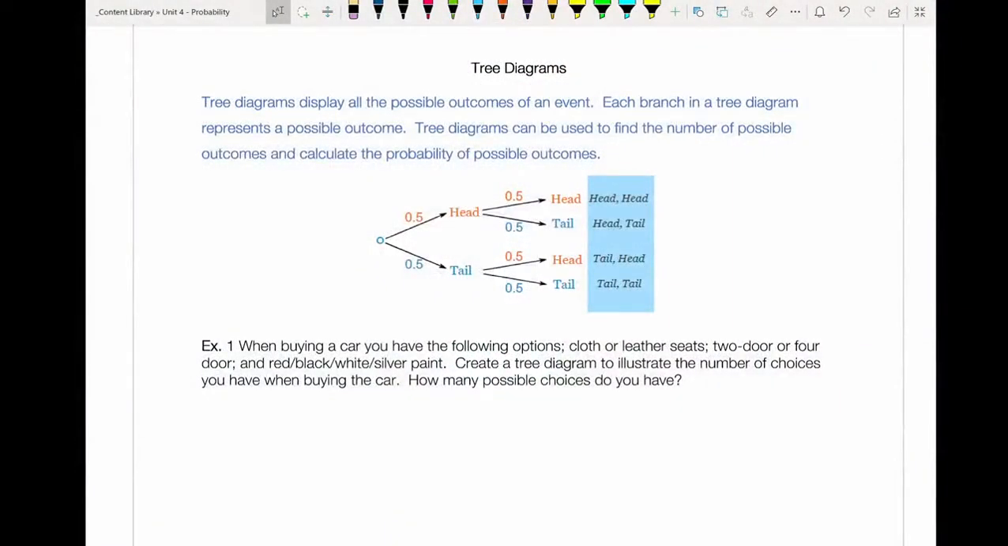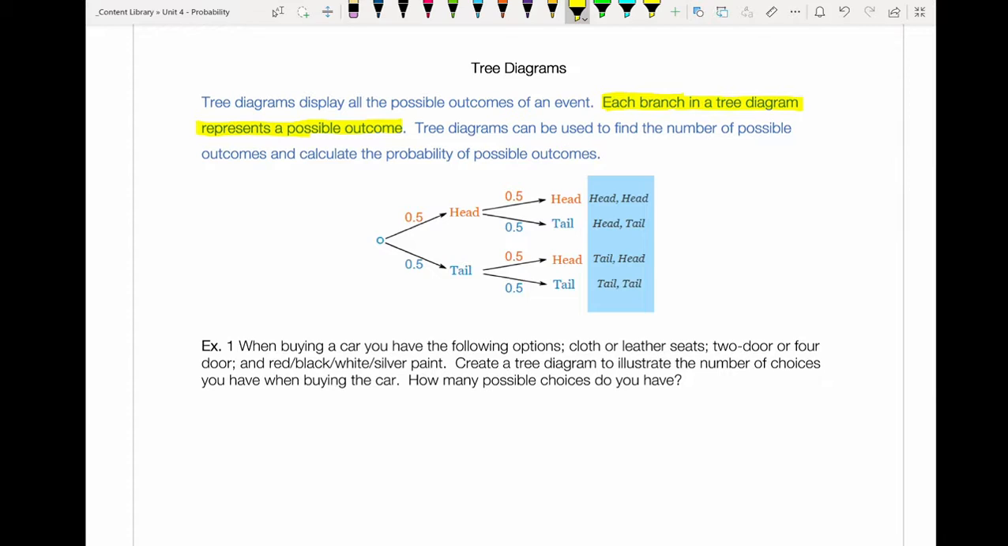In today's note, we are going to continue with probability and look at tree diagrams. Tree diagrams display all the possible outcomes of an event. Each branch of a tree diagram, and I'm going to highlight each branch because that is a key thing, represents a possible outcome. Tree diagrams can be used to find the number of possible outcomes and calculate the probability of possible outcomes.